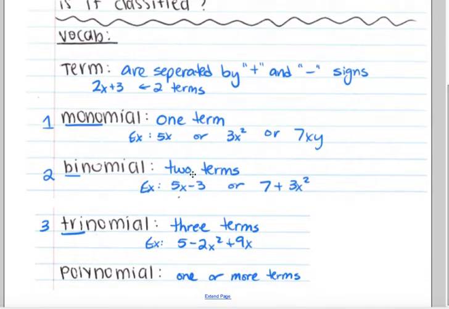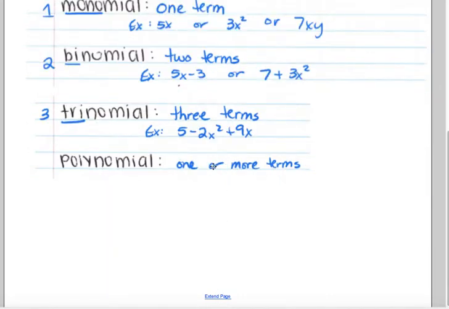A binomial has two terms, so it will have two pieces separated by a plus sign or a minus sign. This first one here is 5x minus 3, and here is another example of 7 plus 3x squared. A trinomial, these are the ones we're going to see the most this particular unit, and they have three terms separated by plus or minus signs. So here the three terms are the 5, the 2x squared, and the 9x. Polynomials just have one or more terms in an expression.